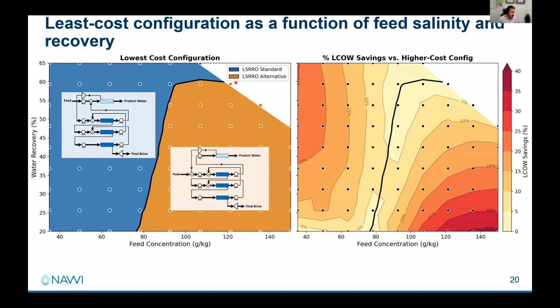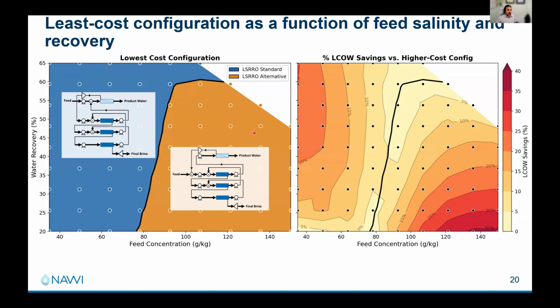Past this black boundary line in the orange region is where the alternative configuration is the lowest cost solution. So you could see that Zahi's guess was in the right ballpark. He was right. At higher feed concentrations, the alternative configuration relative to the standard will be a lower cost solution.